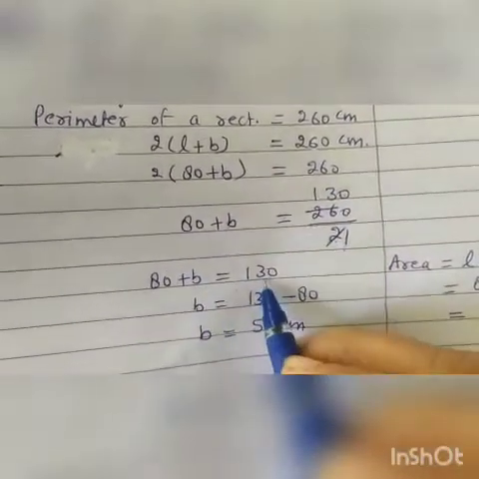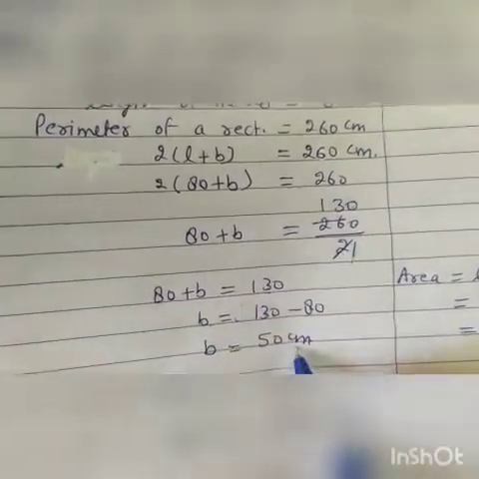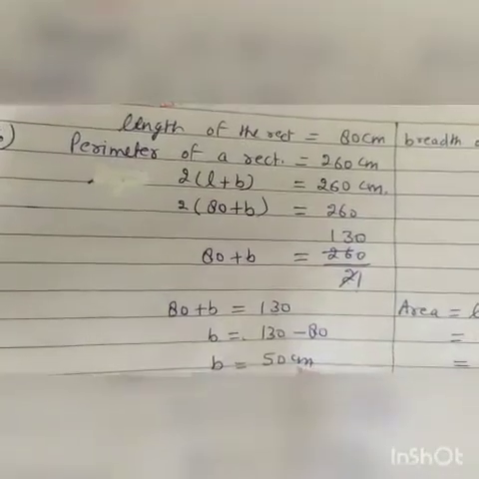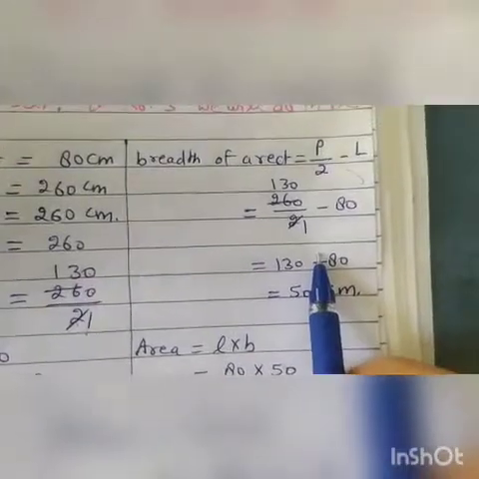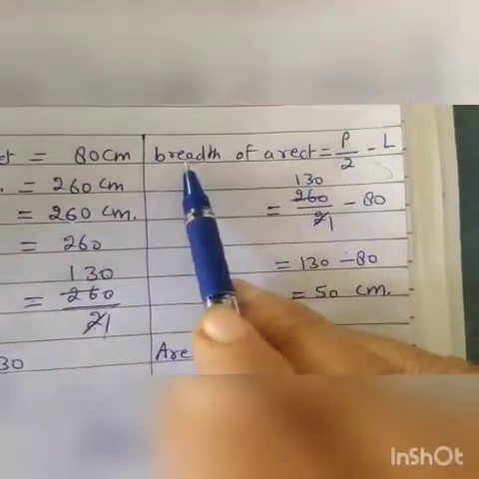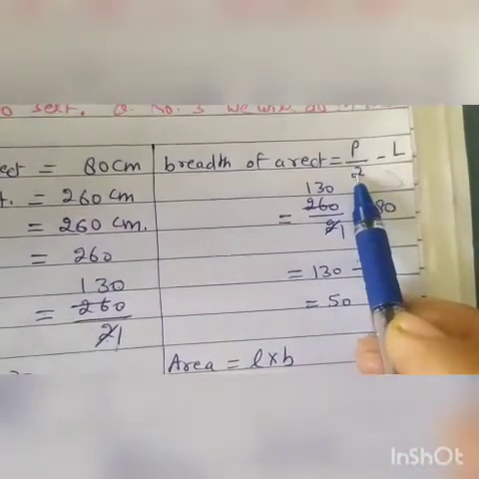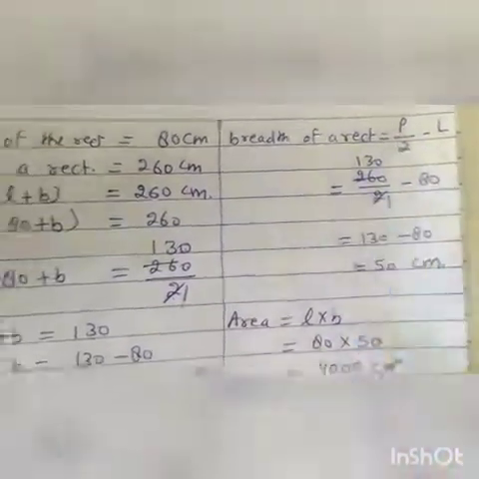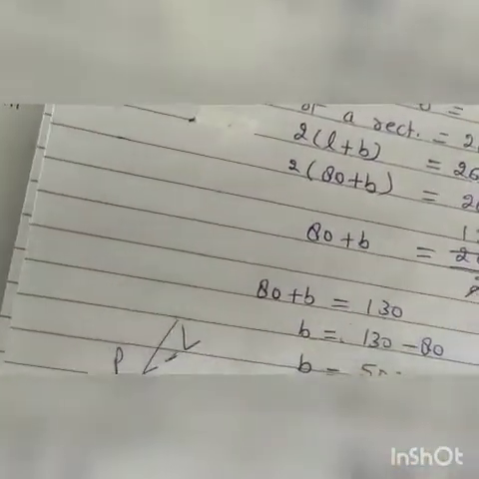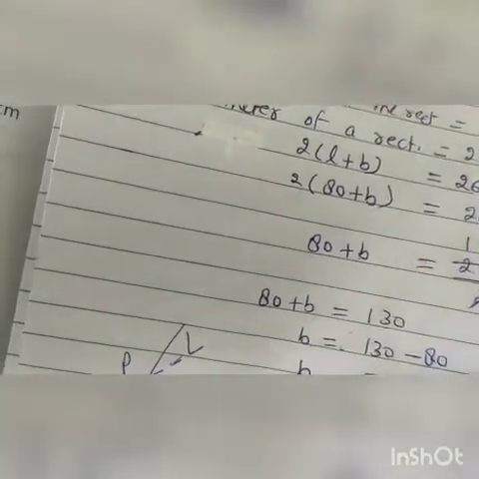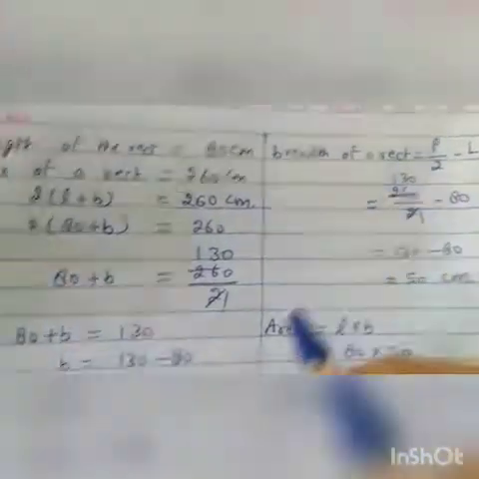80 plus B is equal to 130. Then this B is equal to 130 minus 80. B is equal to 50 centimeter. We have found out the breadth of the rectangle. This breadth of rectangle we can find directly like this also. To find the breadth of a rectangle, the formula is P upon 2 minus L. Do not write this formula like this, students, P upon 2 minus P upon 2 minus L. Do not write it like this. This is wrong. Write very carefully.